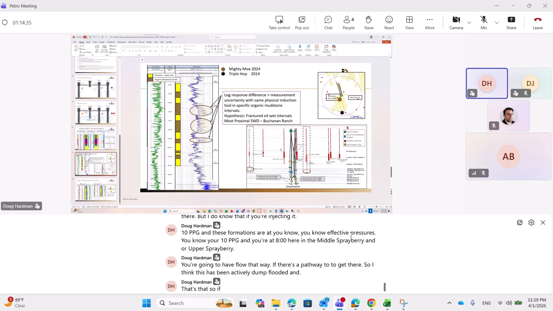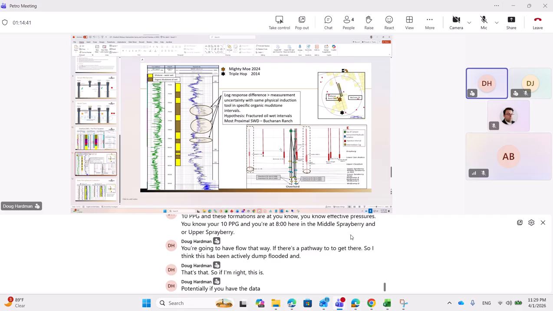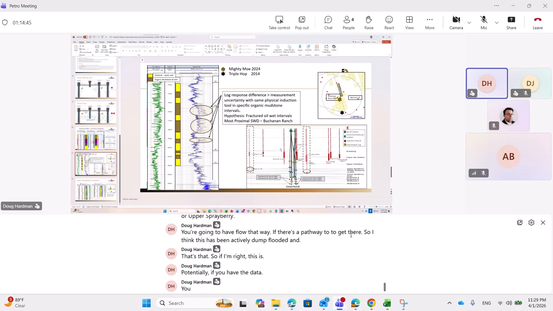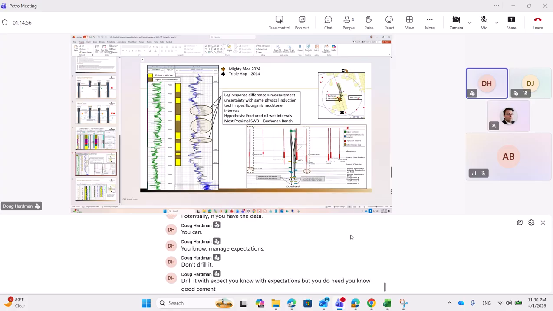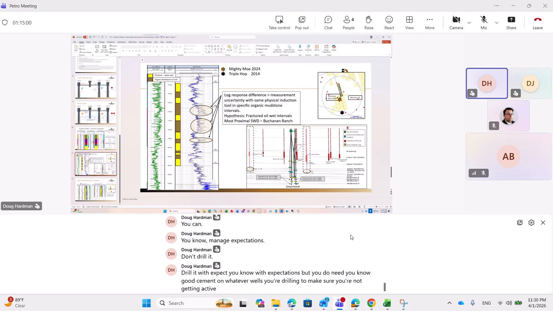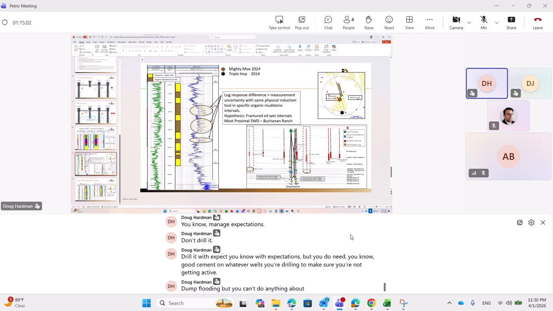So if I'm right, and if you have the data, you can manage expectations. Don't drill it, or drill it with expectations. But you do need good cement on whatever wells you're drilling to make sure you're not getting active dump flooding. But you can't do anything about what's been flooded already.